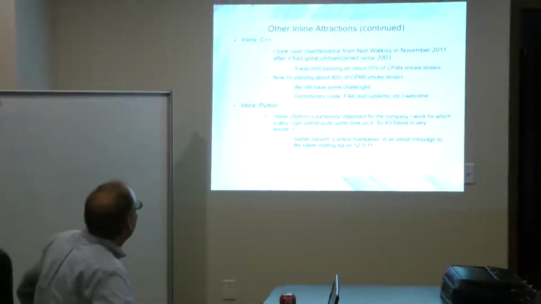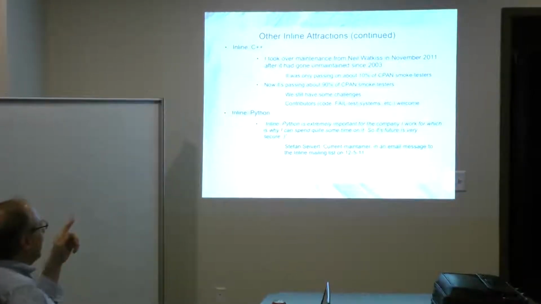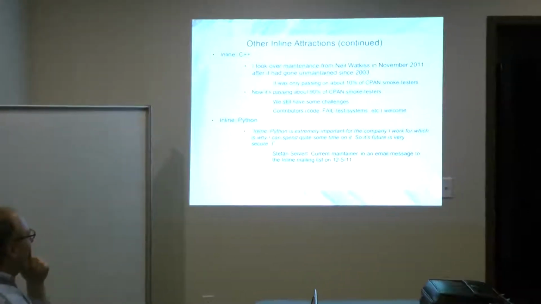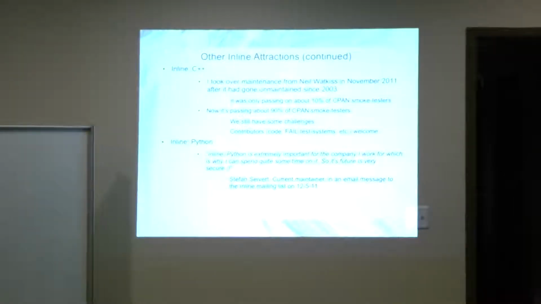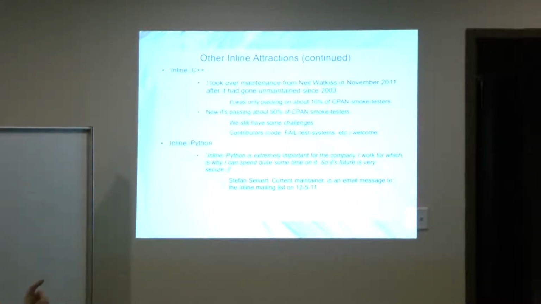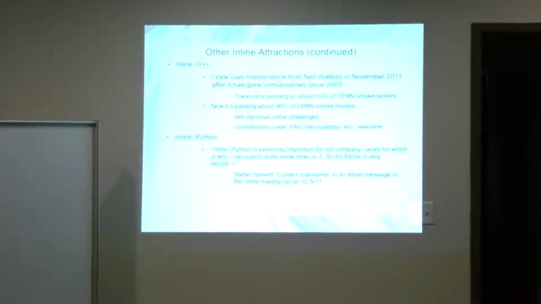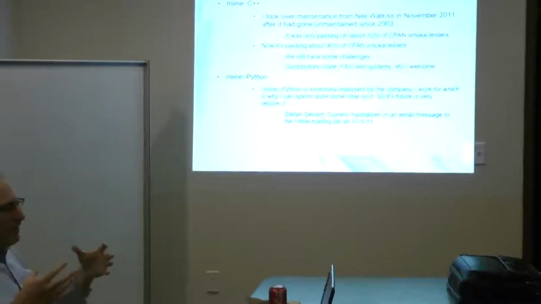Other Inline attractions. So Inline C++, I took over maintenance on that in November of '11, and it was only passing about 10% of the smoke testers. It was broken on Mac, it was broken on Windows, it was broken on many Linux distributions. Now we've got it to the point that it's passing about 90%, and we still have some challenges that we haven't figured out. It's hard to get good information back from the smoke testers when you've got so many moving parts. It's not just Perl that could be breaking, and you don't know what their environment is. Is the problem simply that they don't have g++ installed? It's hard to get to the bottom of what some of the problems are.